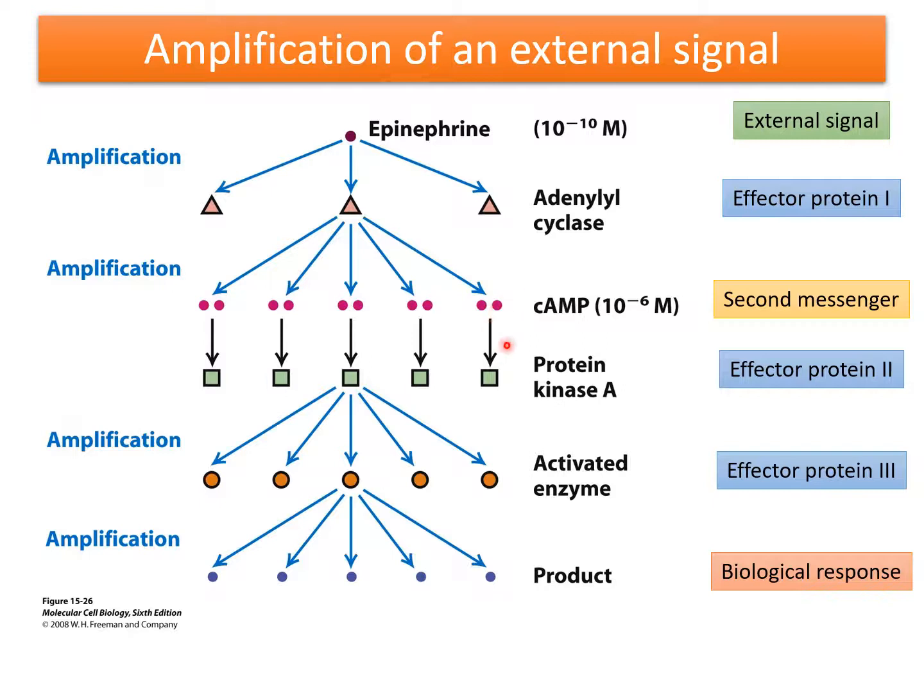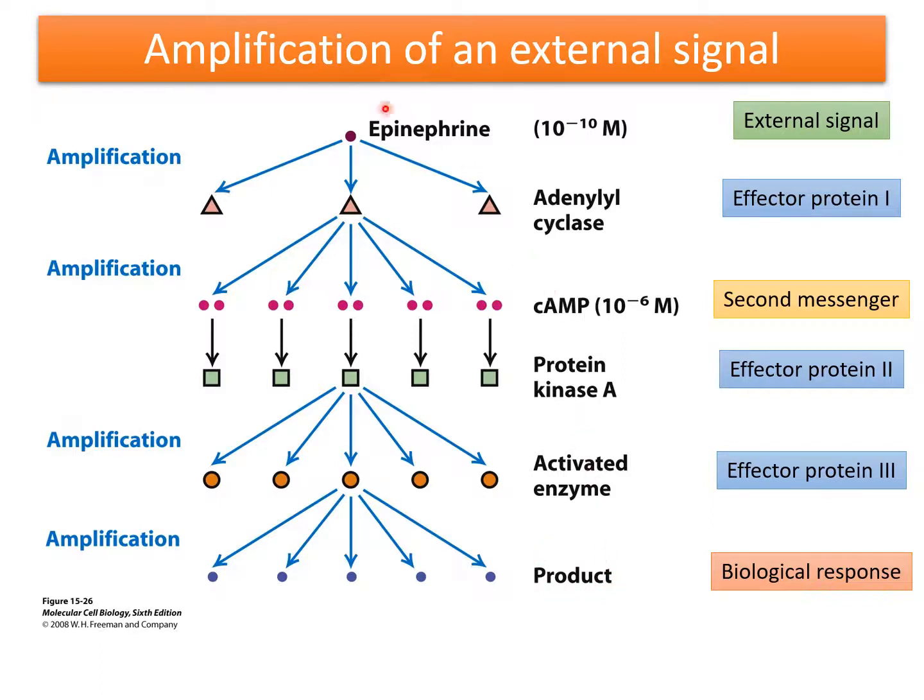But then it takes 2 cyclic AMPs to activate a protein kinase A, and that's an all or none response. If you have 1 cyclic AMP, it'll do nothing. It takes 2 to activate the protein kinase A. But then in this diagram, each protein kinase A can activate 5 of some enzyme, and then that enzyme will then activate 5 product, and that will elicit the biological response.